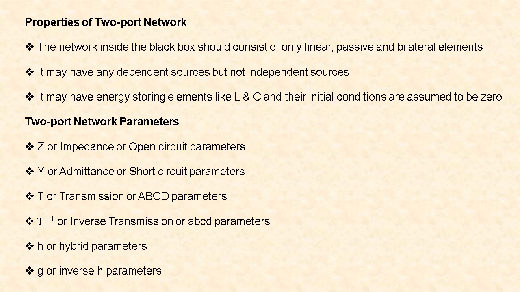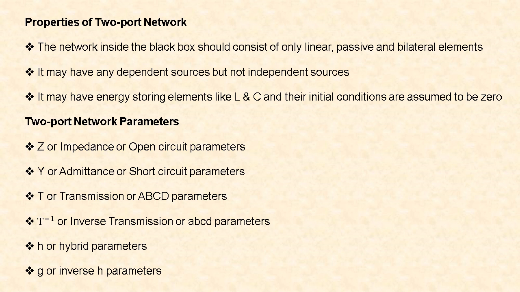Next are the properties of a two-port network. The network inside the black box should consist of only linear, passive and bilateral elements. I have already given details about the network elements, what linear, passive and bilateral elements are. If you want, you can watch that video. It may have dependent sources but not independent sources. This two-port network can have energy storing elements like inductors and capacitors, and their initial conditions are assumed to be zero.